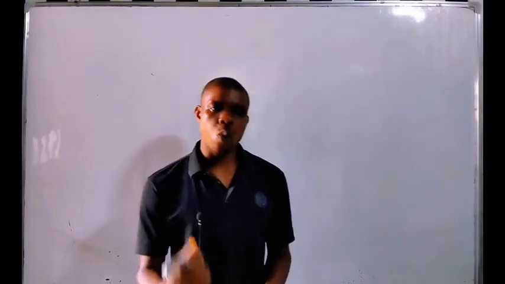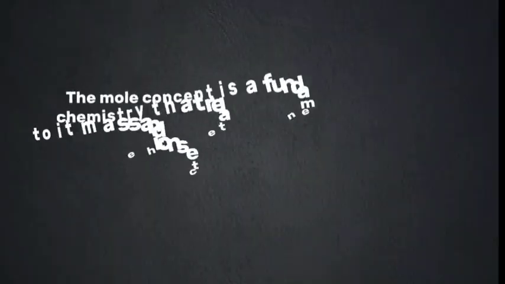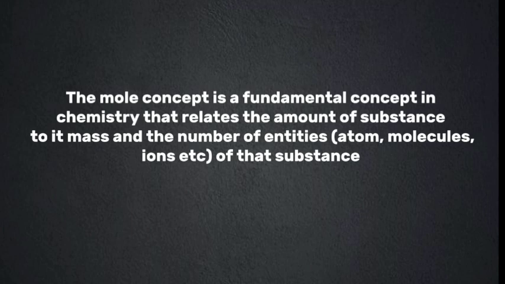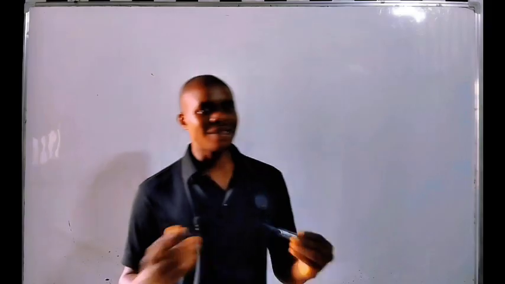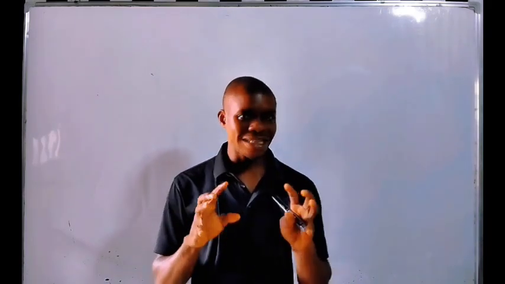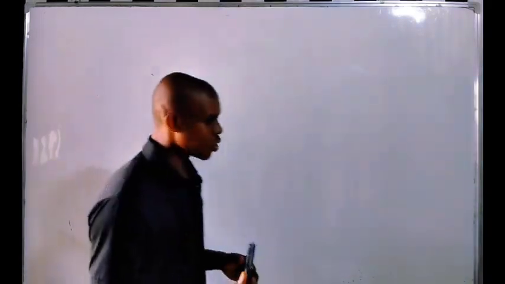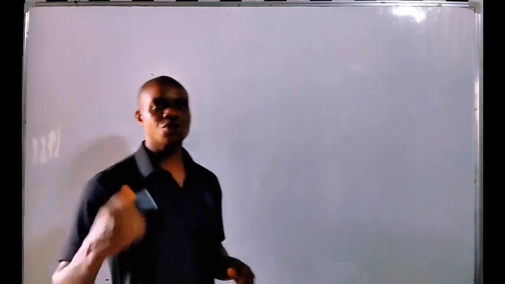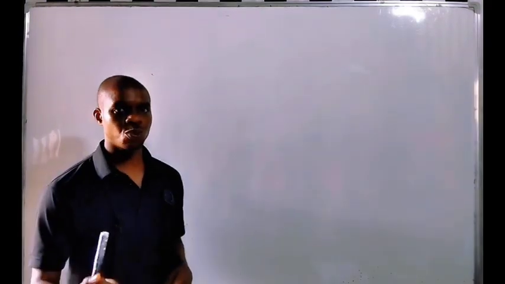So the first thing, what is mole concept? Mole concept is a fundamental concept in chemistry that relates the amount of a substance to its mass and the number of entities, like atoms, molecules, or ions, in that substance. That is the definition of mole, and mole is a unit used in chemistry. Now the next thing to look at is the various formulas to solve mole concept problems, which is most important.